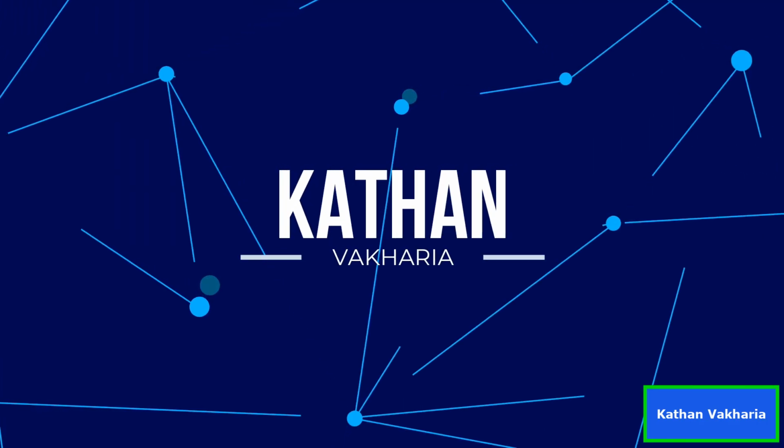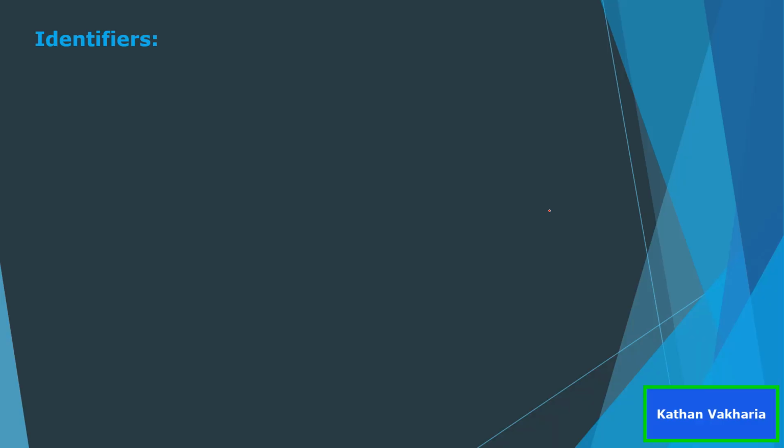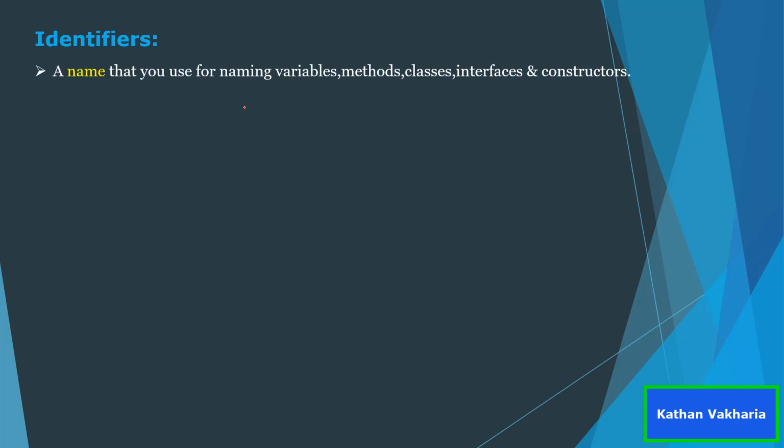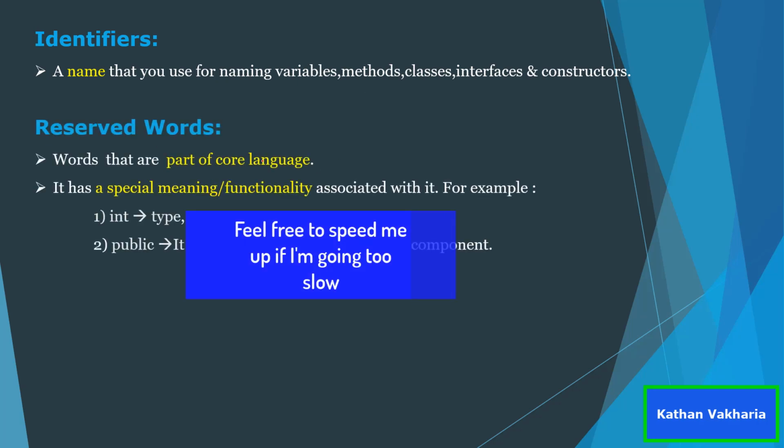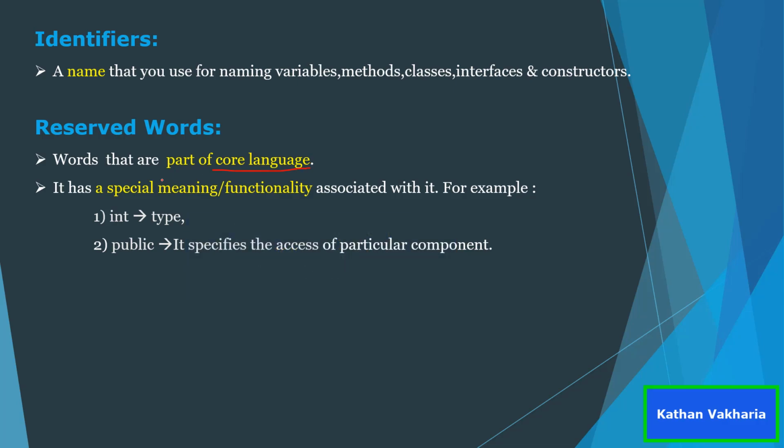So let me just discuss identifiers and reserved words briefly. I'm not going to discuss them in detail because I've already made a video on those topics, so feel free to watch them. Identifier: a name that you use for naming variables, methods, classes, interfaces, constructors. Just a name. Simple. Reserved words: words that are part of the core language. It has a special meaning or functionality associated with it. Simple, we have already discussed this.